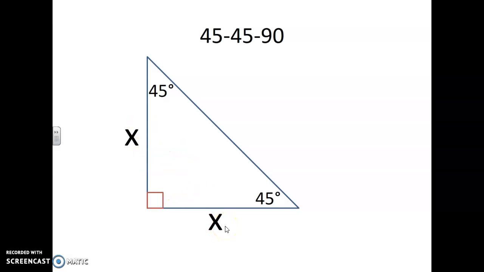Now the hypotenuse will be the leg times radical 2. So in this case it will be x, x, x rad 2. So just think of a beat. x, x, x rad 2.